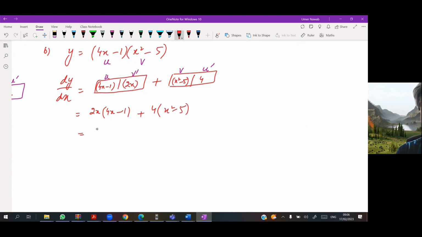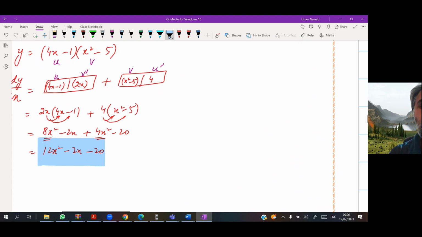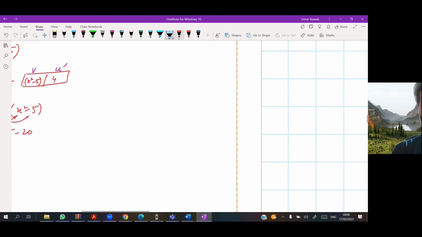If you want to simplify it, 8x squared minus 2x plus 4x squared minus 20. 8x squared plus 4x squared is 12x squared, and minus 2x minus 20. That's the final answer for this product rule question.